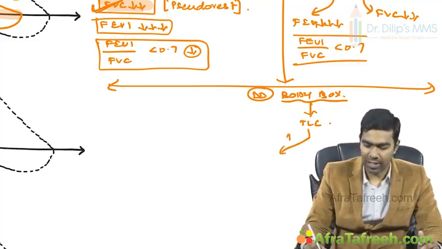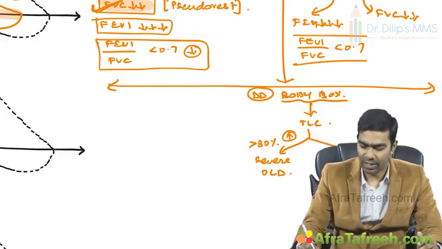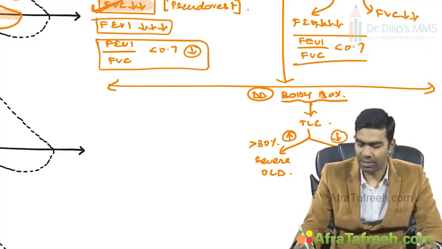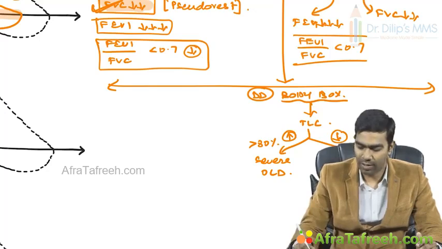If TLC is increased, that is more than 80%, I'm going to go towards a severe obstructive lung disease. If TLC is decreased, that is if it's less than 80%, then I'm going to call this a mixed obstructive lung disease and restrictive lung disease.